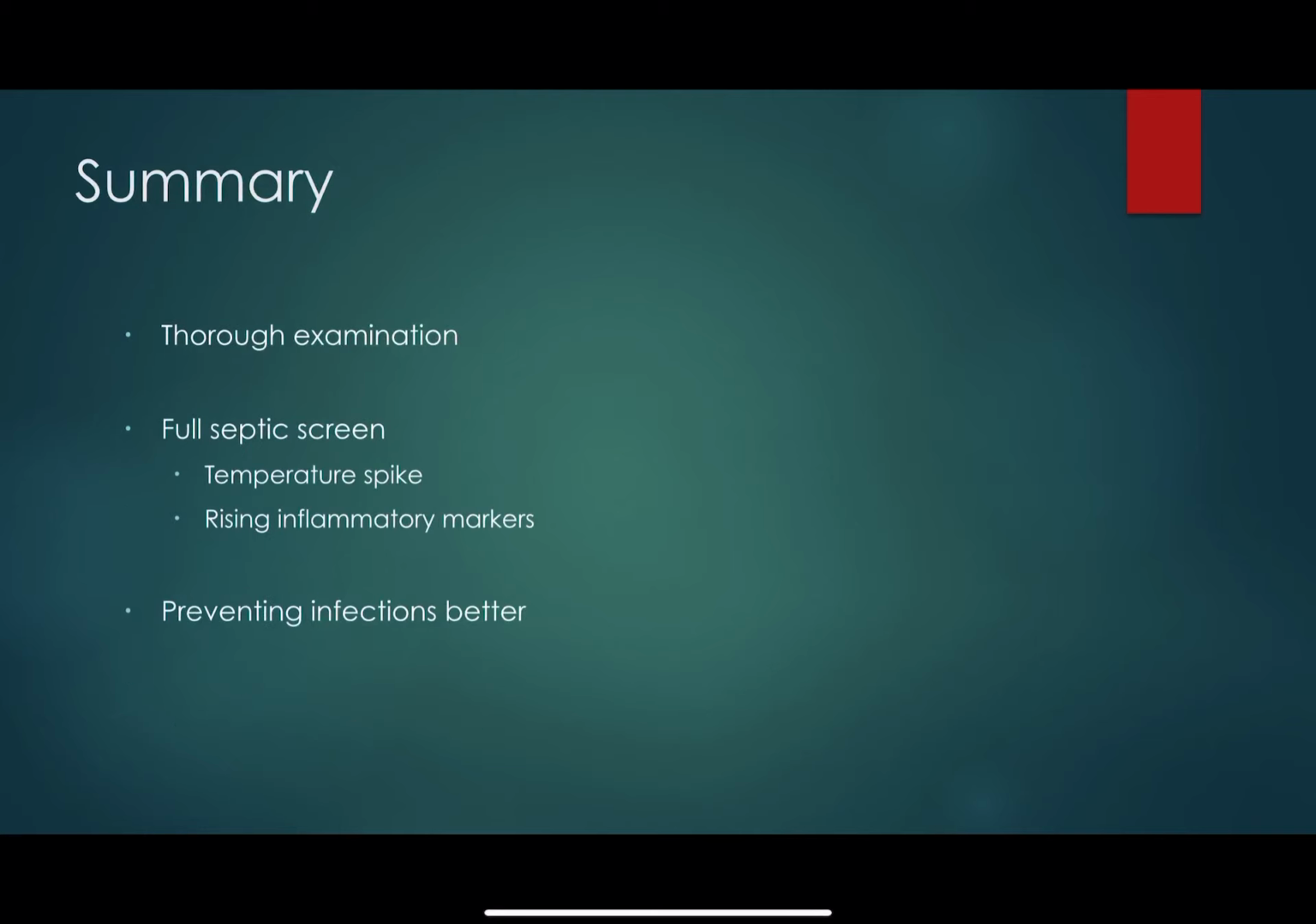So in general, the key thing is a thorough examination. Look for the source of sepsis and then culture everything you potentially can. Preventing infection is much better than having to deal with the consequences of it. So the really important slide is the infection prevention and all the different steps that we can take to try and reduce the risk of our patients developing infections, and especially multi-resistant infections.